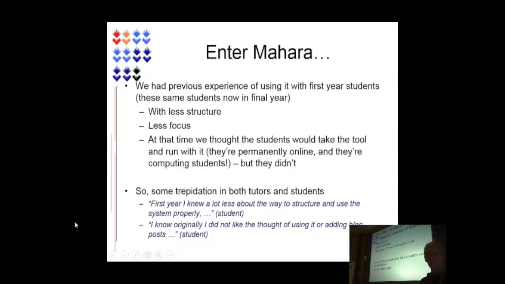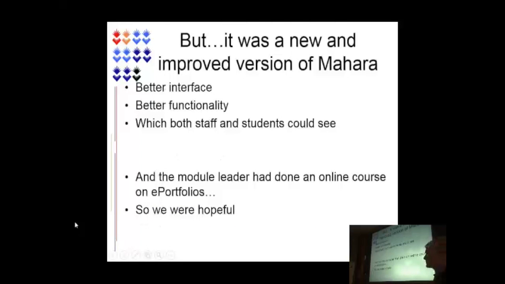We could see immediately, oh, it's got a nice interface and it's got new and improved functionality. I did an online course in ePortfolios over the summer as well, so I came back from my summer break thinking, oh, this is great, I'm really fired up with ePortfolios. So we were quite hopeful that this would go better than previously.